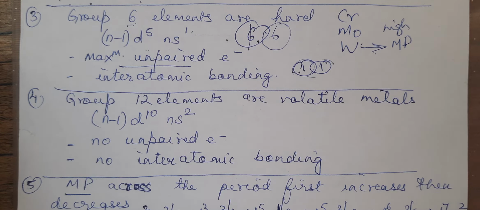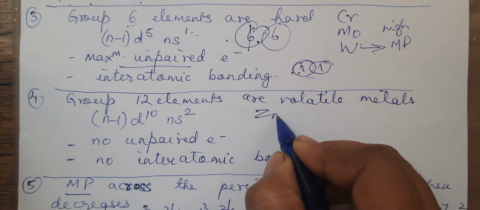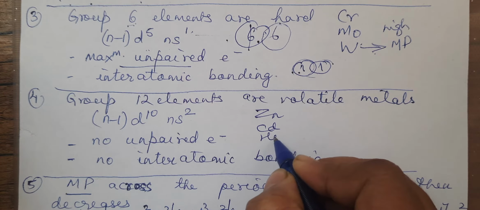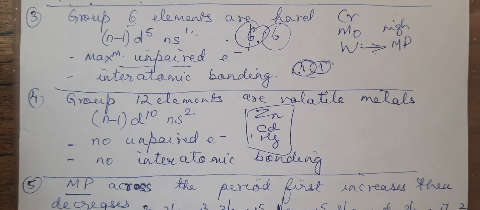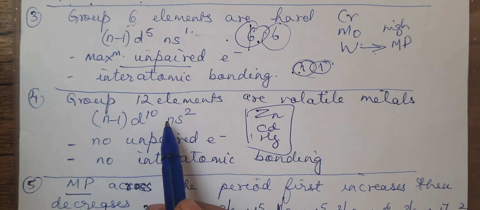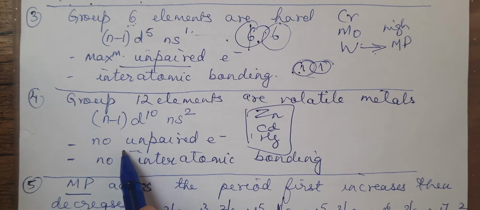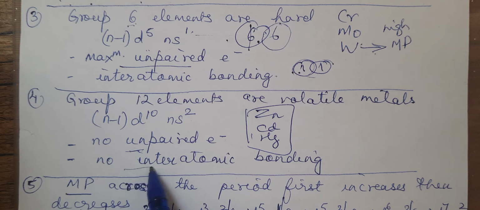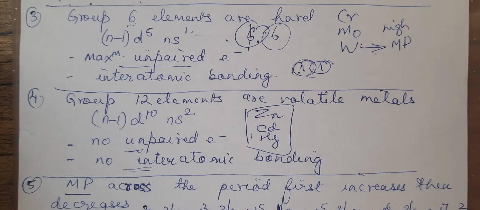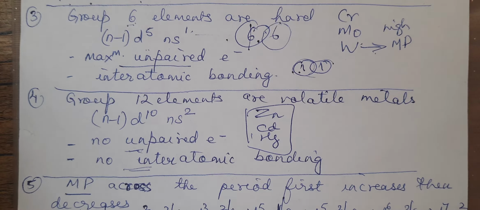Group 12 elements are volatile metals. Now what are group 12 elements? We're talking about zinc, cadmium and mercury, right? And their configuration we know is (n-1)d10 ns2. That means they have no unpaired electron. When they have no unpaired electron, it means no chance of interatomic bonding. No chance of interatomic bonding means they are volatile.